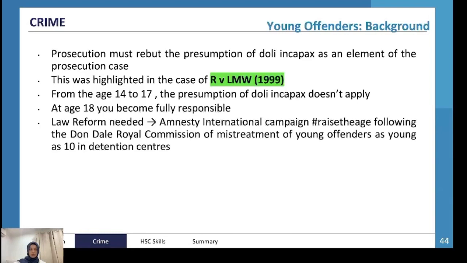At age 18, you become fully responsible. Law reform is needed. Amnesty International has a campaign called Raise the Age, following the Don Dale Royal Commission into the mistreatment of young offenders, as young as 10, in detention centres, which is really unfortunate. So there has been a lot of backlash and outrage, and a lot of people are asking for law reform in this area.